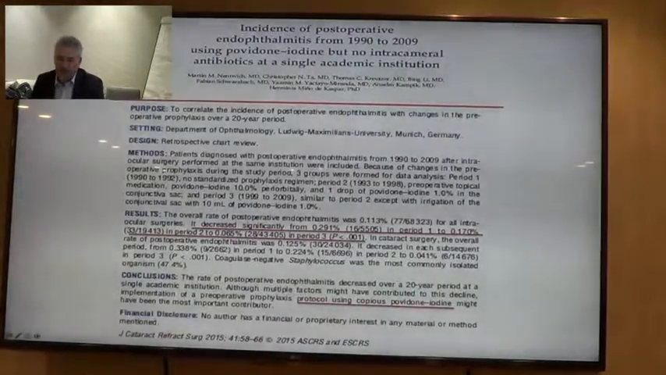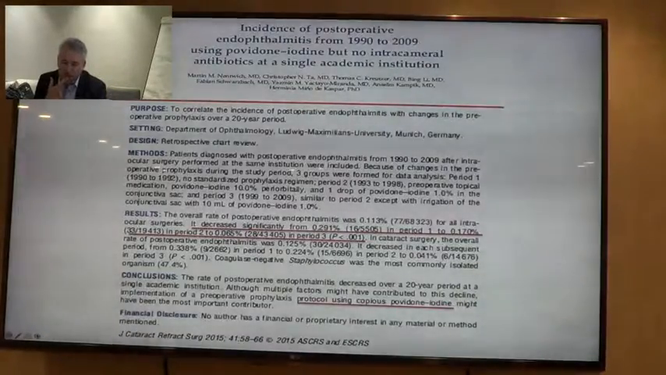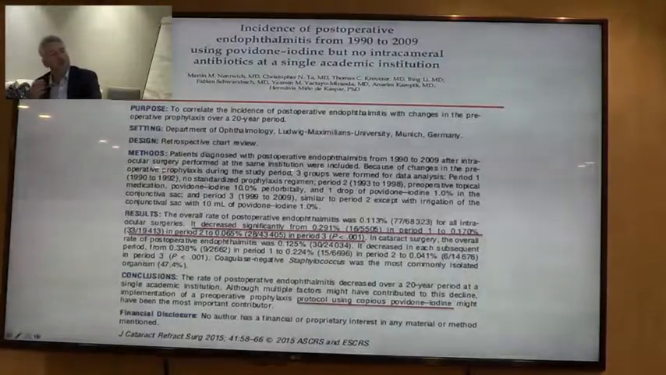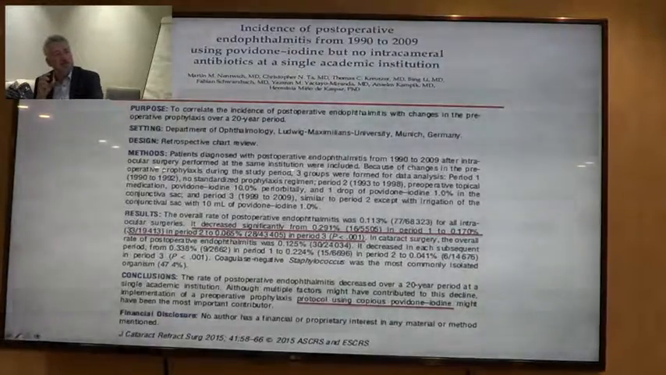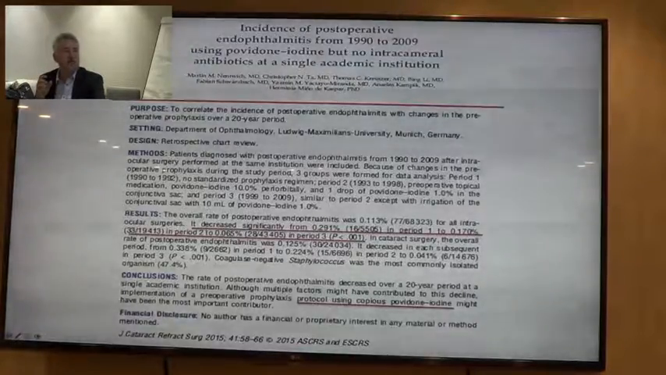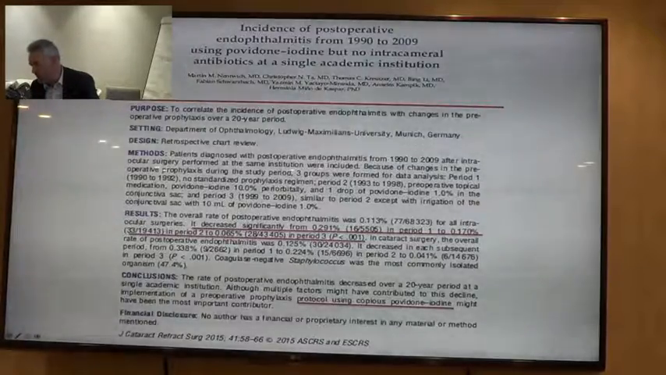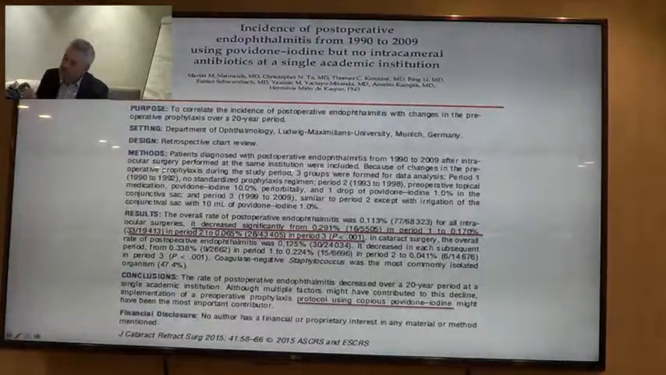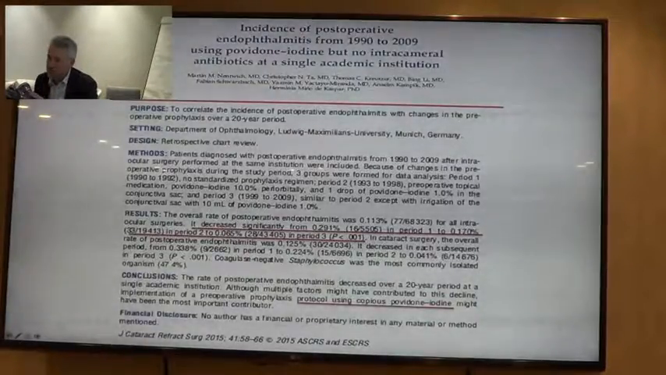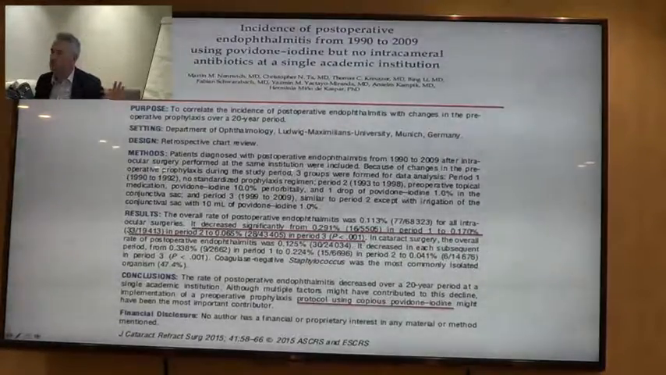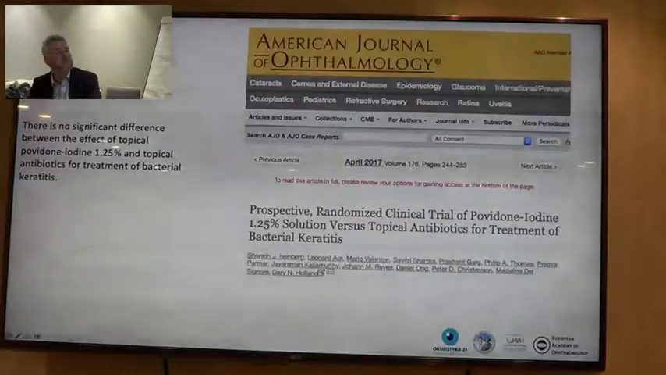This is the study which showed the role of povidone iodine. It was published some years ago, 2015, from Munich, Germany, and they showed that just by changing the practice pattern related to povidone iodine use. Before, they used just 1 drop of povidone iodine, and then they started copious irrigation with povidone iodine. Just by this simple change, they decreased statistically significantly the rate of endophthalmitis. It shows how important it is that we use povidone iodine.